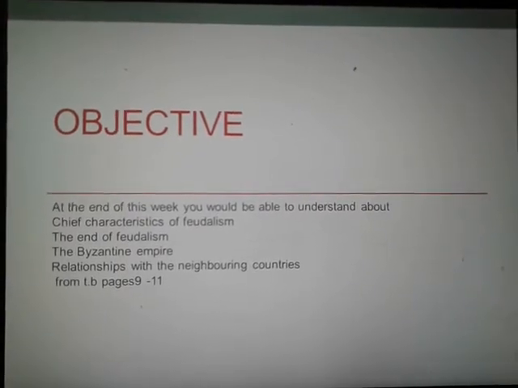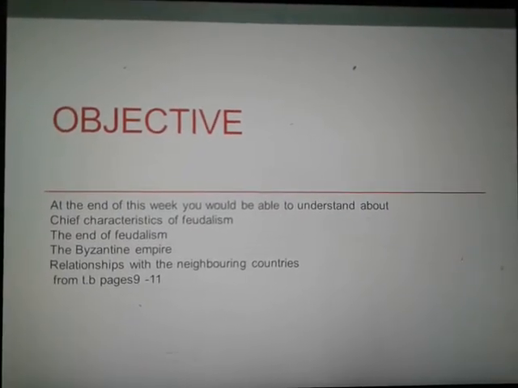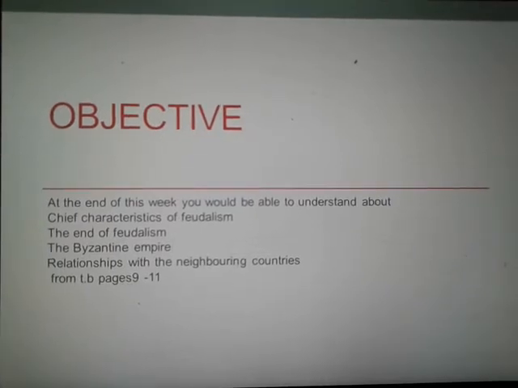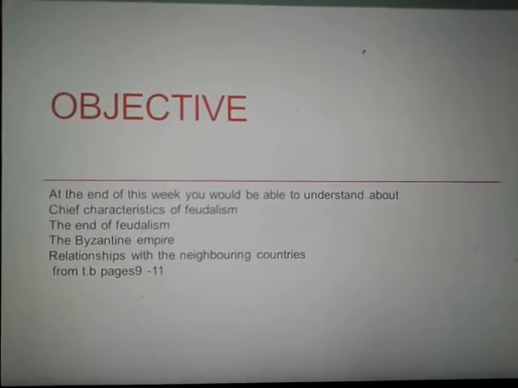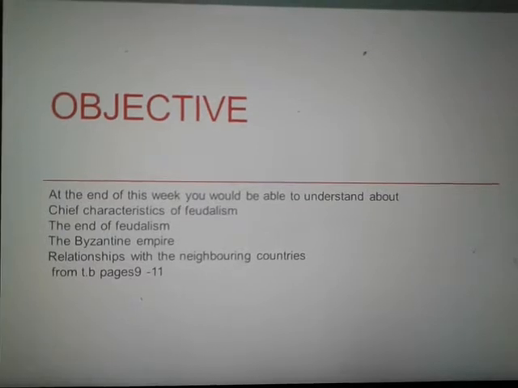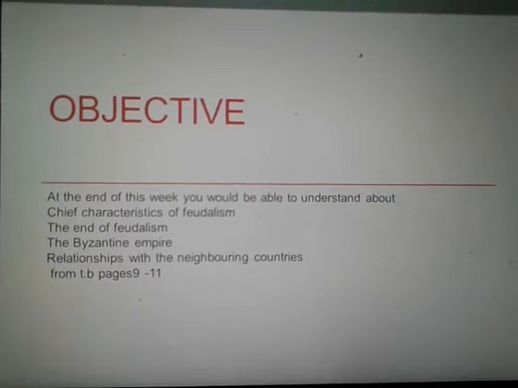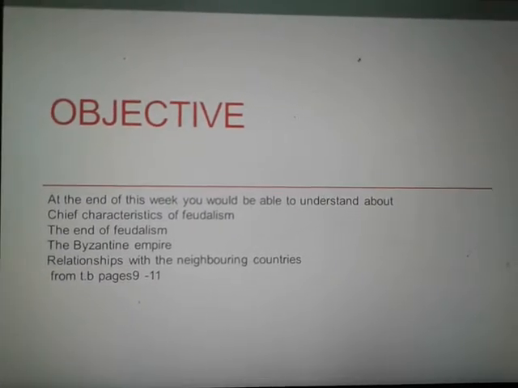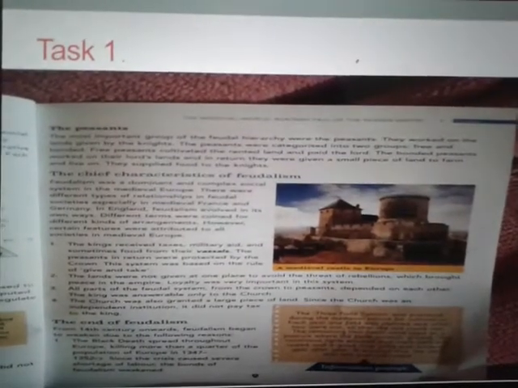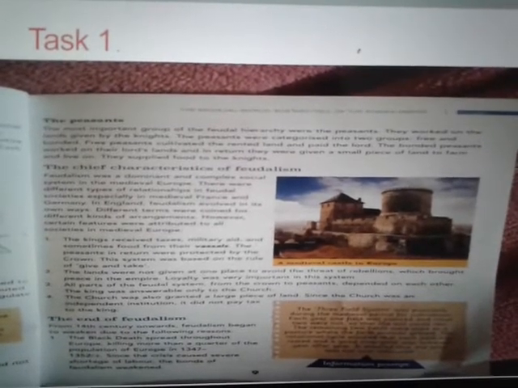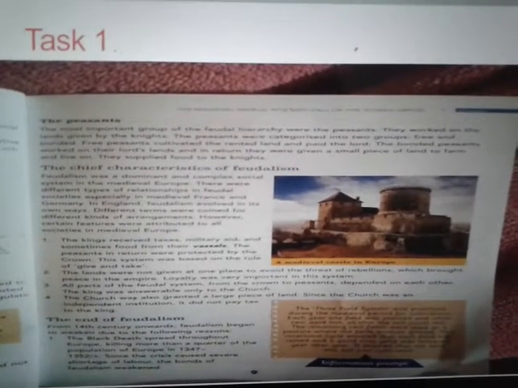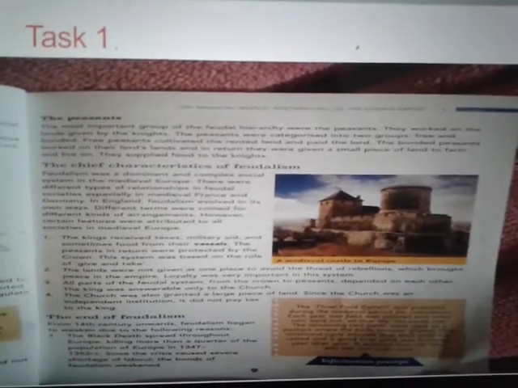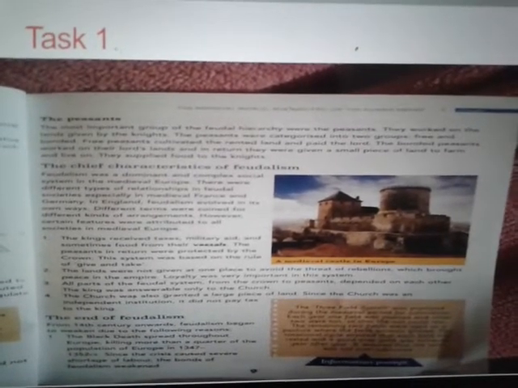Objective: at the end of this week you would be able to understand the chief characteristics of feudalism, the end of feudalism, the Byzantine Empire, and relationships with the neighboring countries from textbook pages 9 to 11. Now it's time to share task 1. For those students who don't have their textbooks right now, I have shared textbook pages 9 to 11.